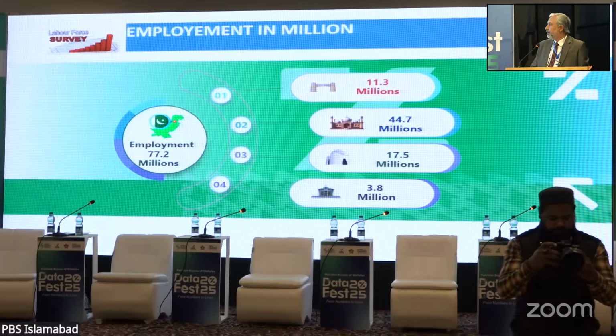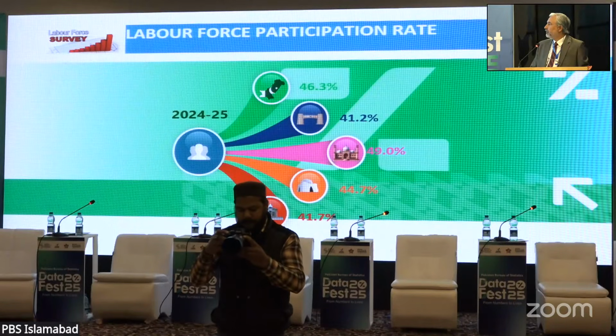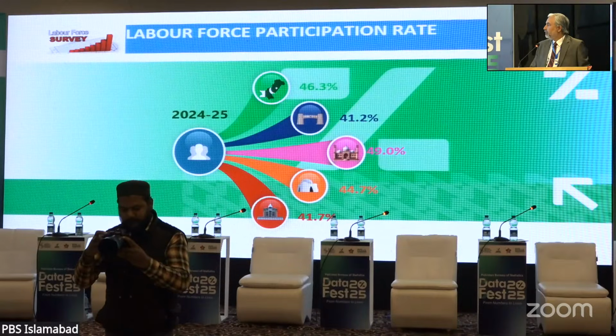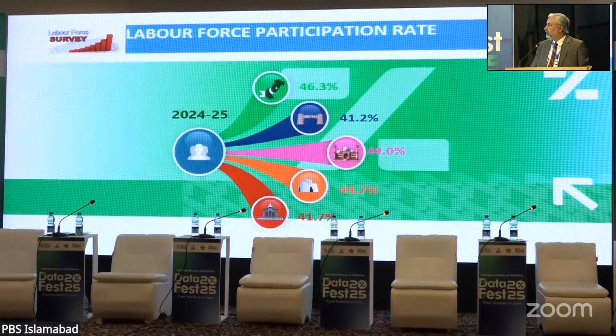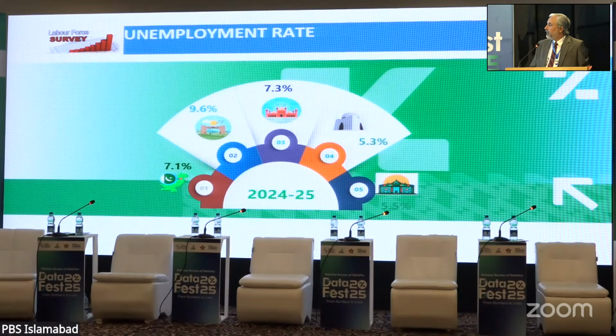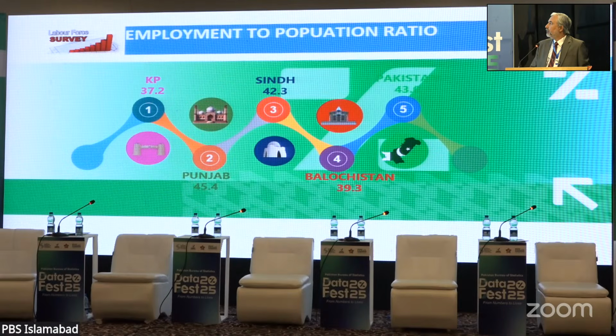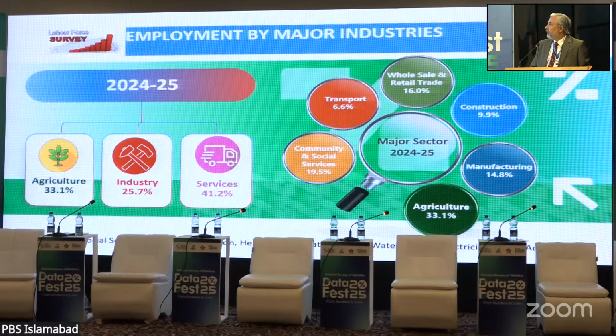This is the labor force participation rate: 46.3% overall at the national level, 41.2% in KP, 49% in Punjab, 44.7% in Sindh, and 41.7% in Balochistan. The unemployment rate for 24-25 in Pakistan is 7.1%. In KP it is 9.6%, in Punjab 7.3%, in Sindh 5.3%, and in Balochistan 5.5%. Employment to population ratio is 37.2 in KP, 45.4 in Punjab, 42.3 in Sindh, 39.3 in Balochistan, and 43.6% for Pakistan.